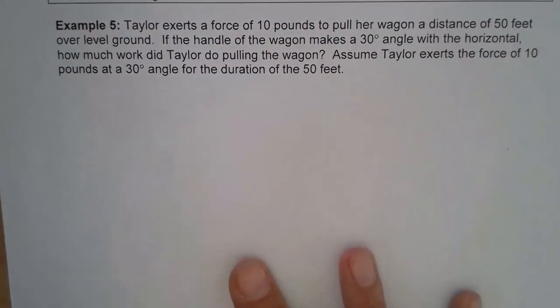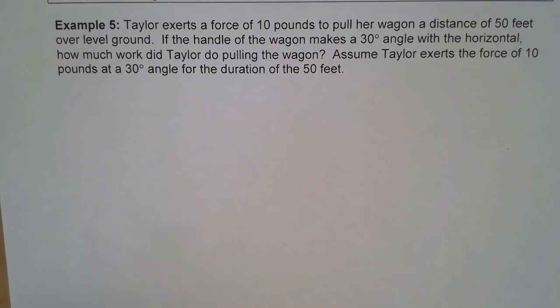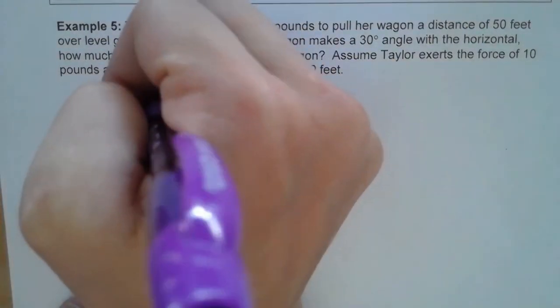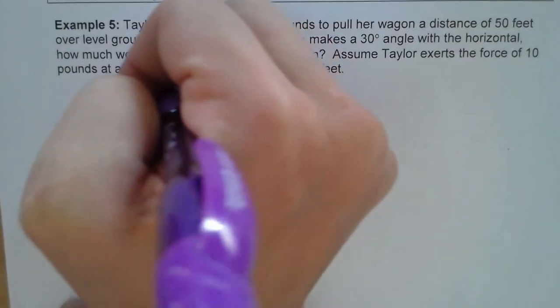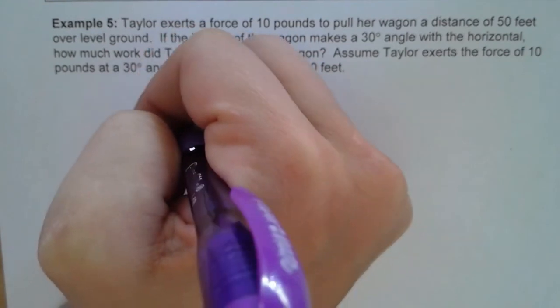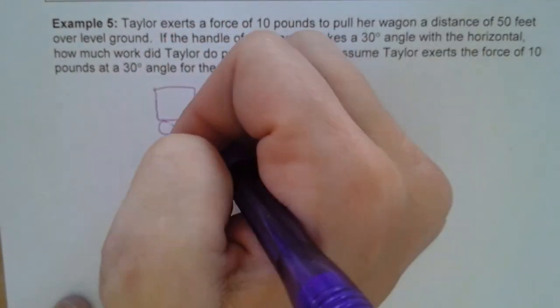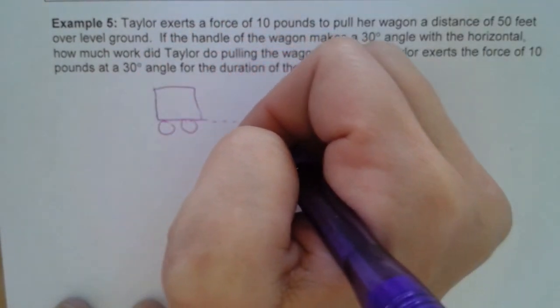Okay, I'm going to show you two ways. I'm going to do the two equations. So first, like any word problem, the best thing to do is draw it out. So we have our little wagon, and we're going to pull it 50 feet, right?